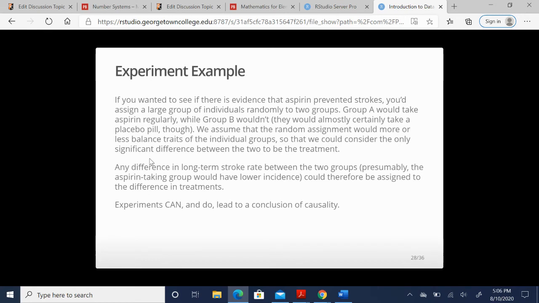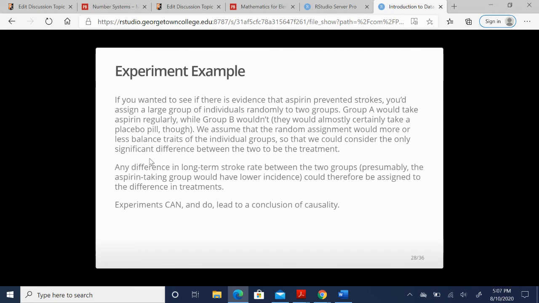Here's an example. Let's say you wanted to know, does aspirin really prevent strokes? You assign a large group of individuals randomly to 2 groups. Group A is going to get aspirin regularly, while Group B doesn't. They would almost certainly take a placebo because we want to keep everything as similar as we can so that we know the only difference is whether or not they get the aspirin. We assume random assignment would more or less balance the traits of the individuals in the groups so that the only significant difference between the 2 should be the treatment.